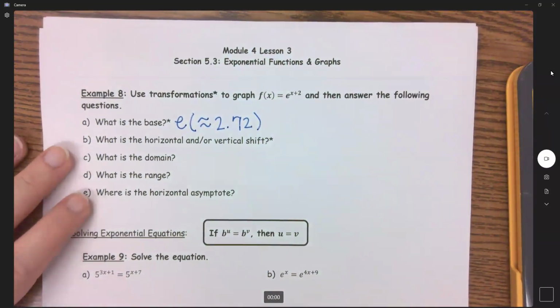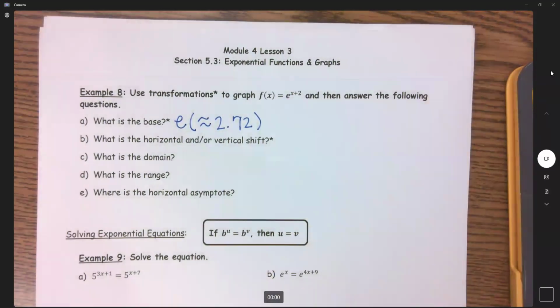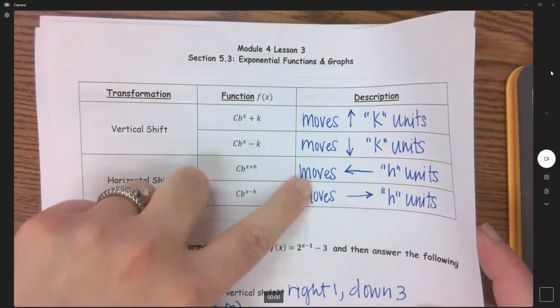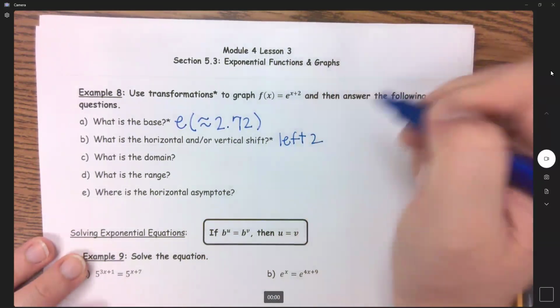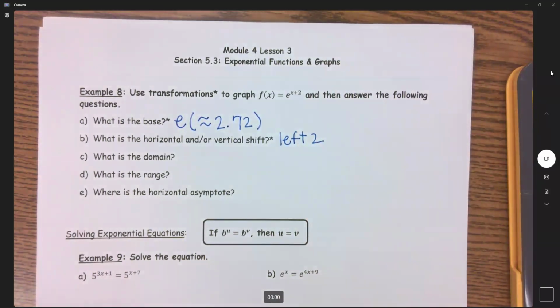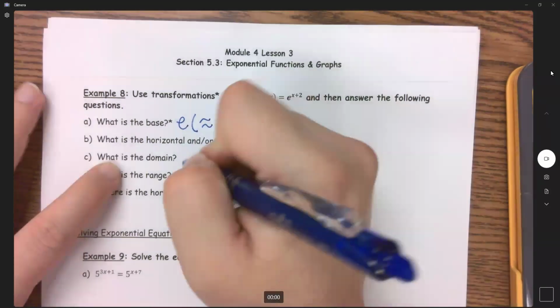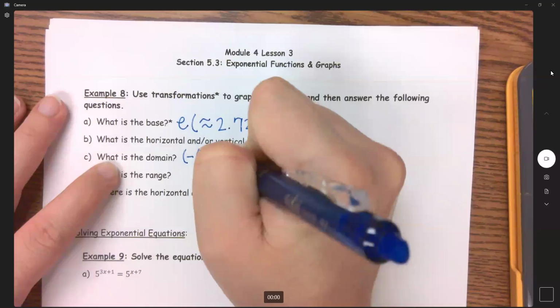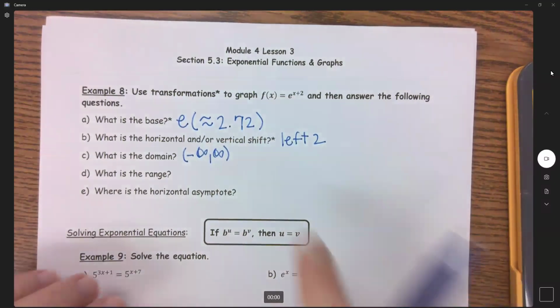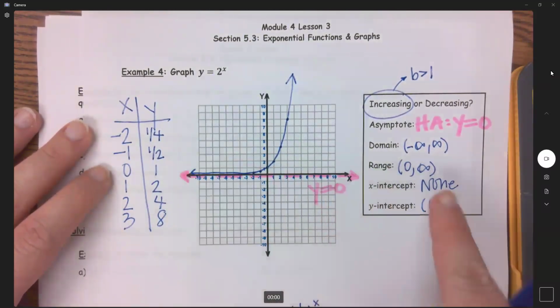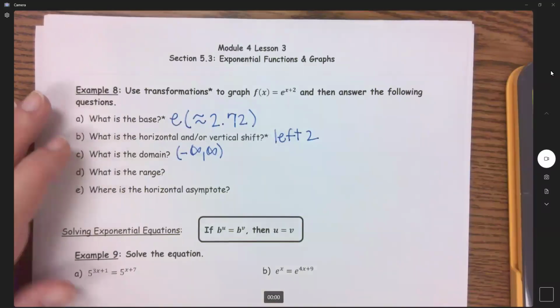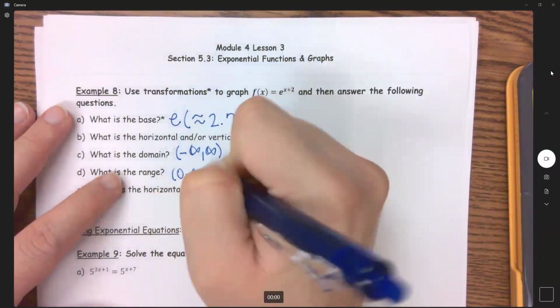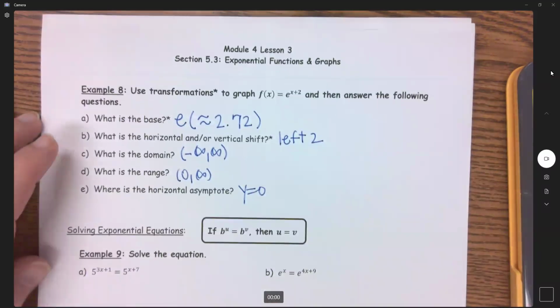What is the horizontal and or vertical shift? This plus 2 in the exponent, plus in the exponent moves it to the left. So what is the domain, range, and where is the horizontal asymptote? Well, domain for any exponential is negative infinity to infinity. If we are only moving this graph from left to right, it doesn't change your range or your asymptote. So your range is 0 to infinity, and your horizontal asymptote is at y equals 0.